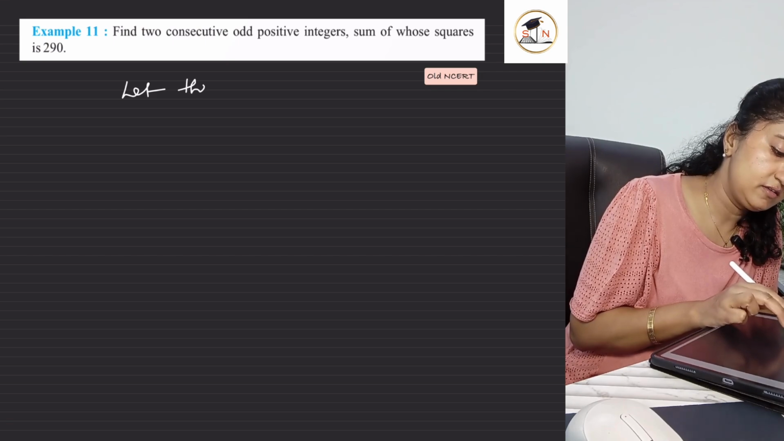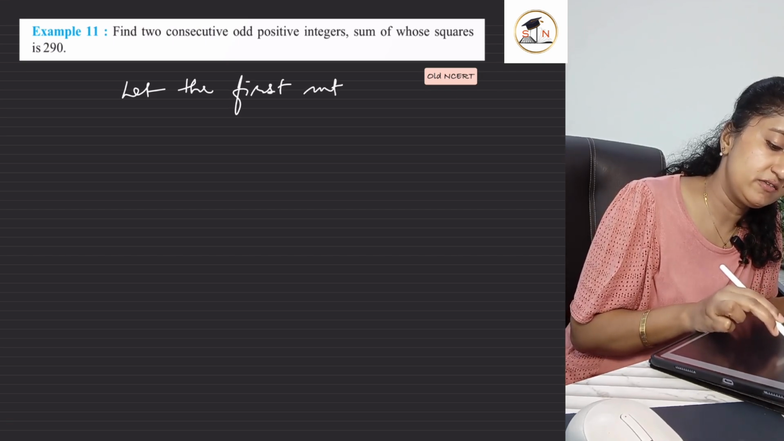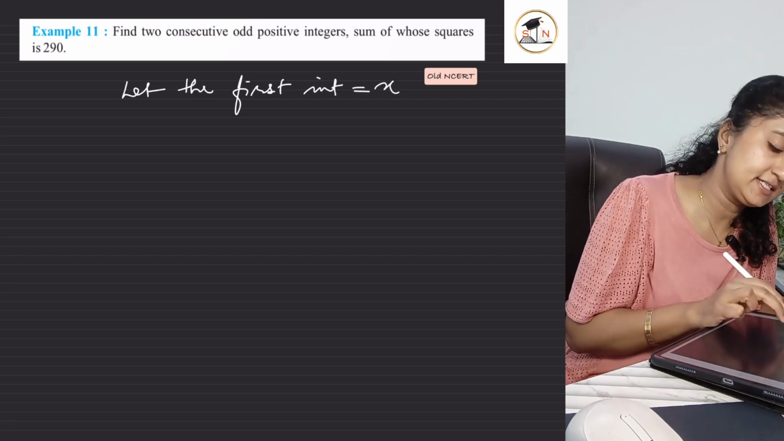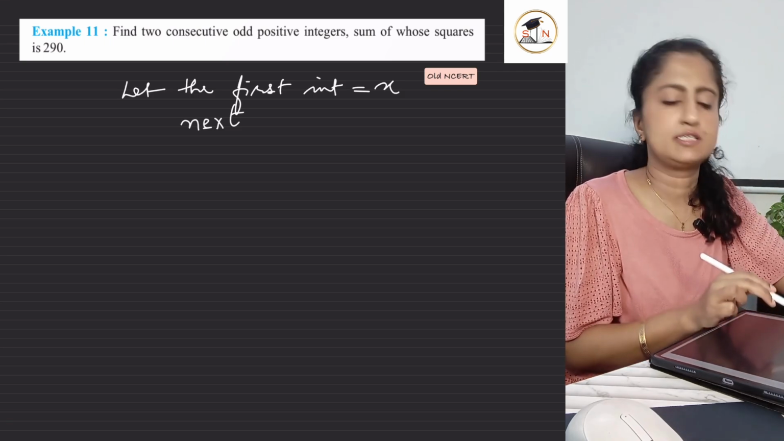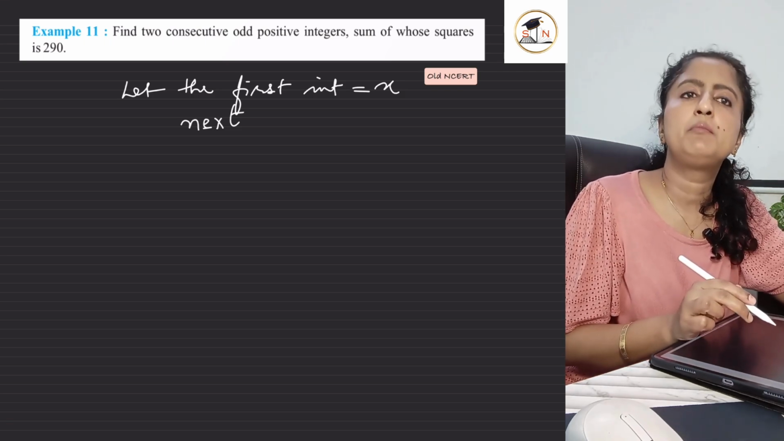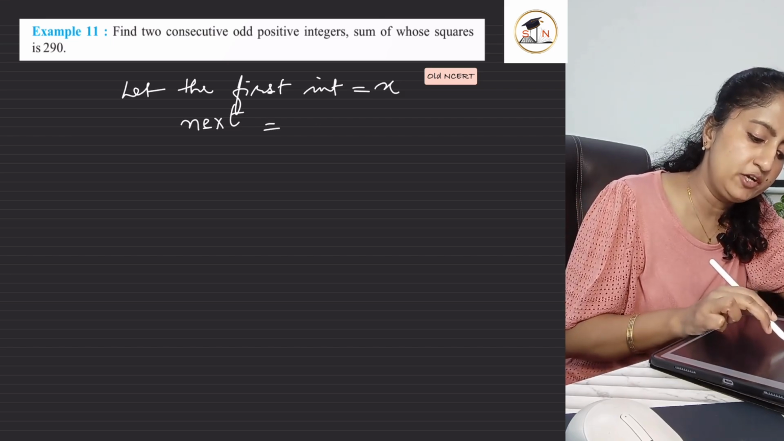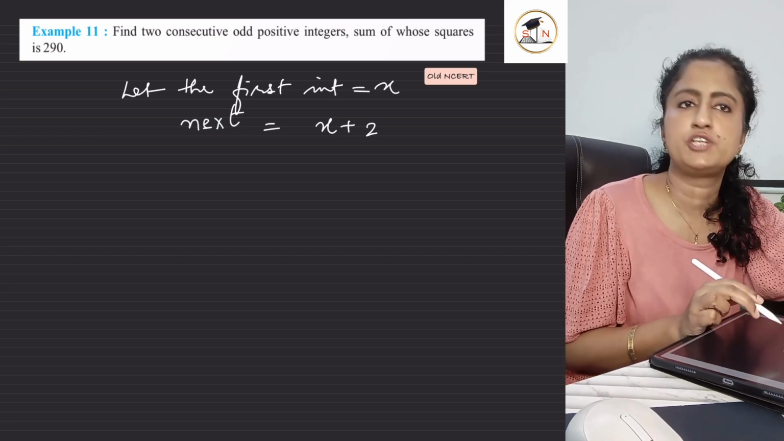Let the first integer equal x, right? The first integer is x. Now, the next integer. We are talking about odd integers, but whether we are talking about odd or even over here, my assumption is going to be the same. It's going to be x plus 2. I will not change this.